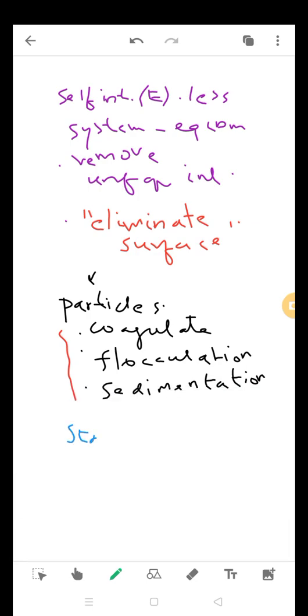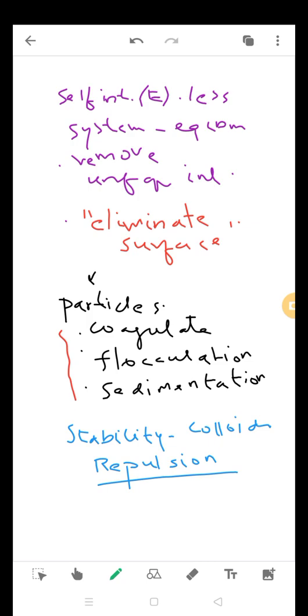Stability in colloids is achieved if we somehow cause repulsion between the particles, and this repulsion will be possible by two methods. One is electrostatic repulsion, or it can be steric repulsion.